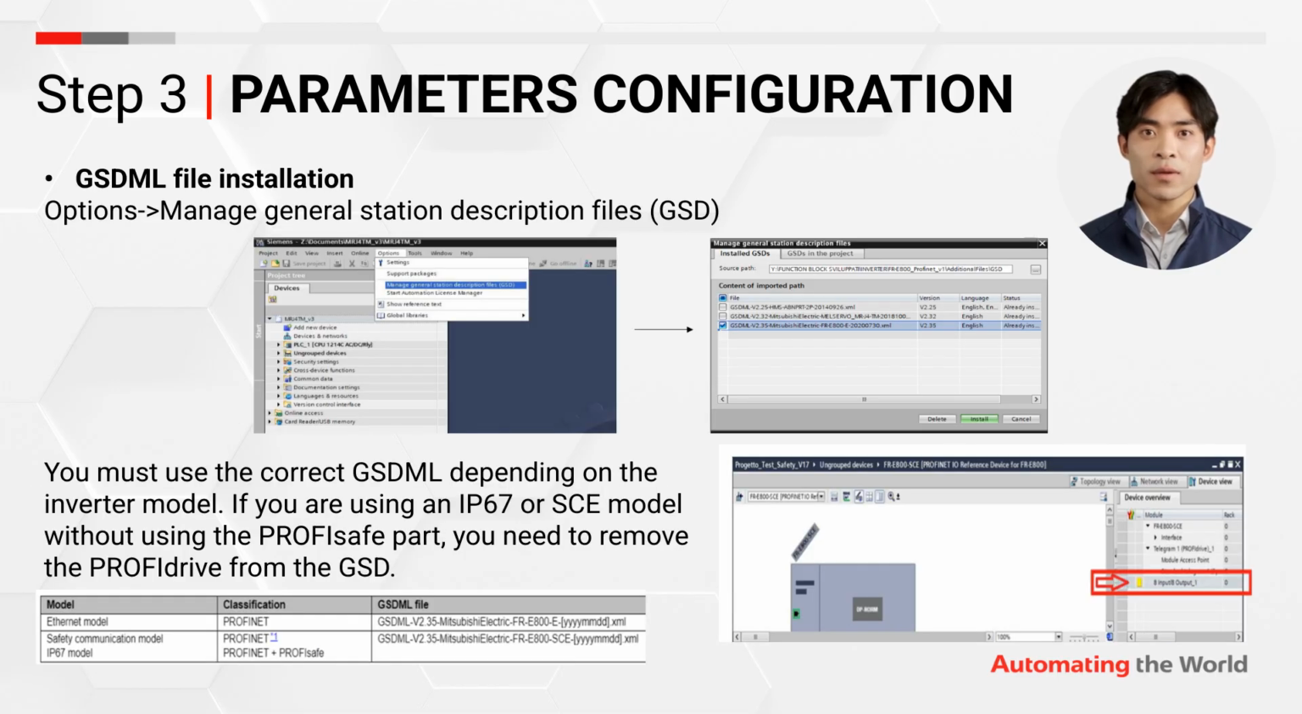After configuring the inverter, you need to set up the master communication. Here are the steps required. Let's start by installing the GSDML file. Here's the path to add it to our software. Remember to choose the correct file for the inverter model you're using. This table shows that for a standard Ethernet inverter there's a specific GSD file, whereas for the safety or IP67 models there's another dedicated file.